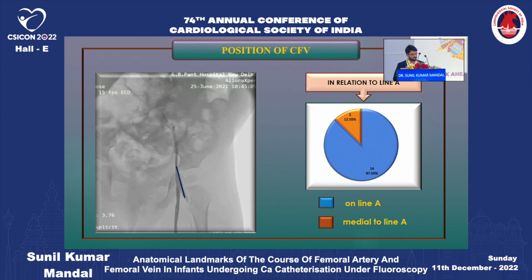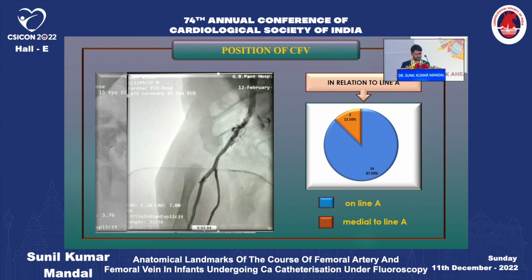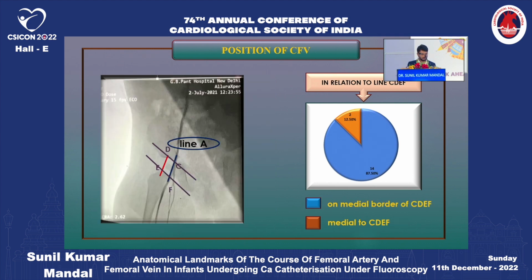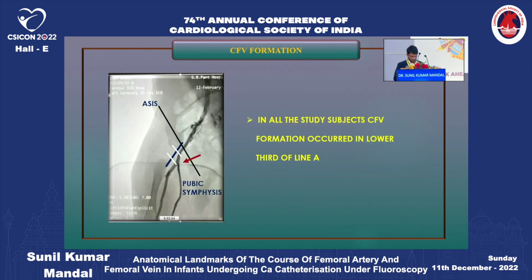This was my observation: this is line A, and we are trying to find the course of the common femoral vein in relation to it. What we can appreciate here is that the common femoral vein is almost on line A. In another study subject, we found that the common femoral vein is lying medial to line A. So out of 16 subjects, in 14 we found the common femoral vein on line A, and in 2 subjects it was medial to line A. When we did this with the parallelogram, the results were the same.